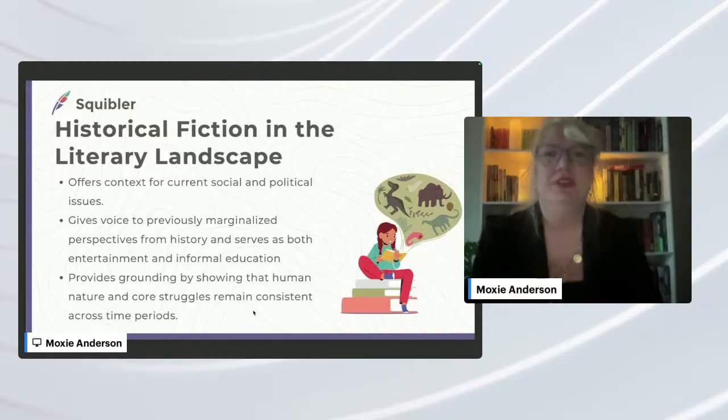Where does historical fiction fit in the literary landscape? It also offers context for current social and political issues. I always like to tell my students when I was teaching that if we don't know where we've been, how will we know where we're going? And fiction provides us some guideways for that. Historical fiction also gives voice to previously marginalized perspectives from history, so voices we may not be that familiar with, and it serves as both entertainment and informal education. It also provides us with grounding. It shows us that human nature and core struggles remain consistent across time periods.